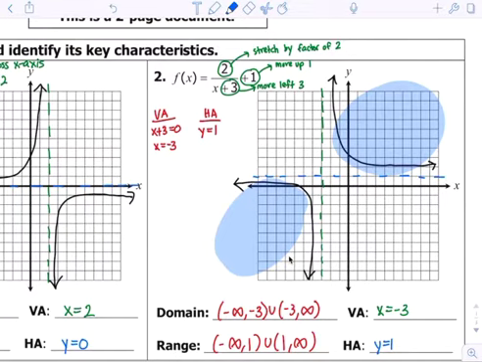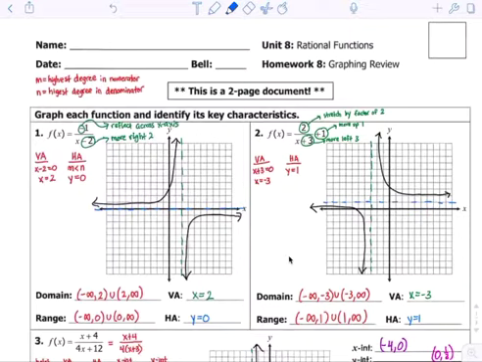It only moves if you have a negative sign. And then your domain, from knowing your vertical asymptote, is -infinity to -3, and -3 to infinity, and your range is -infinity to 1, and 1 to infinity.